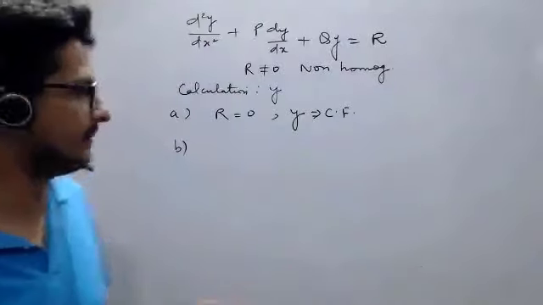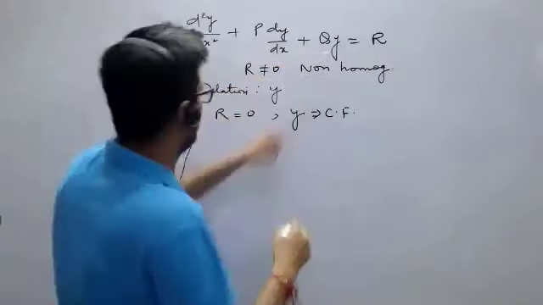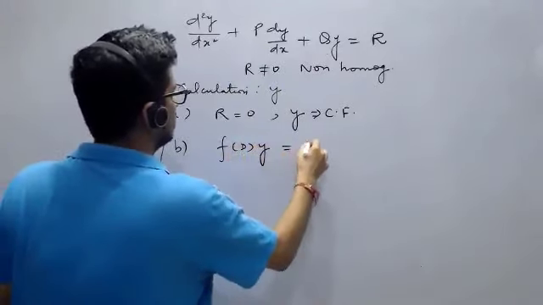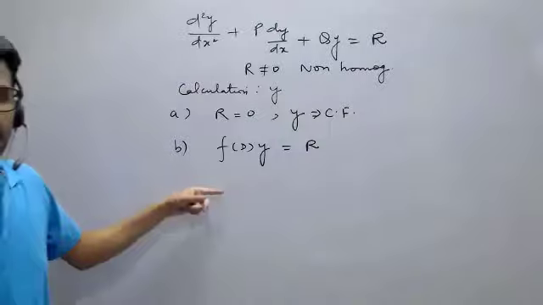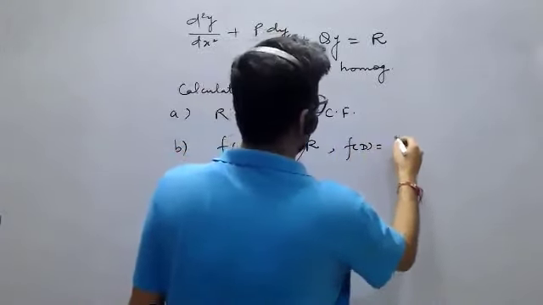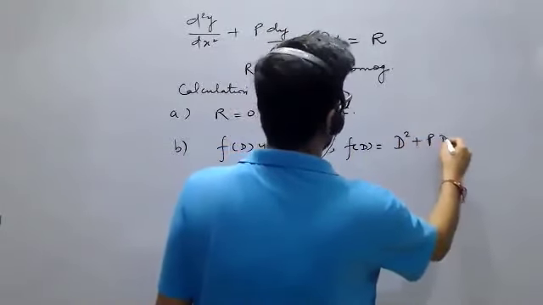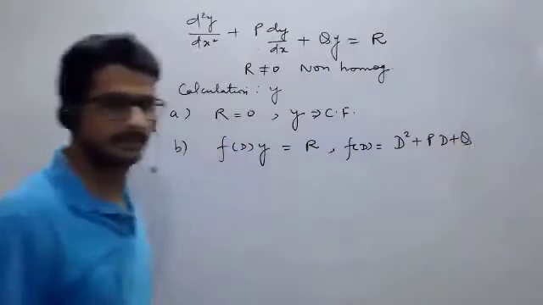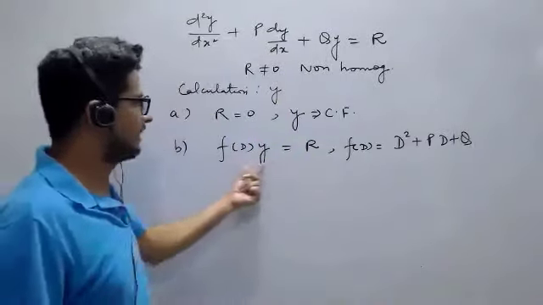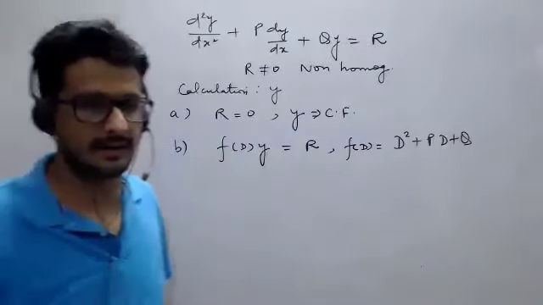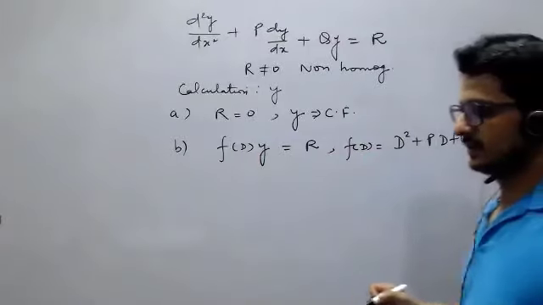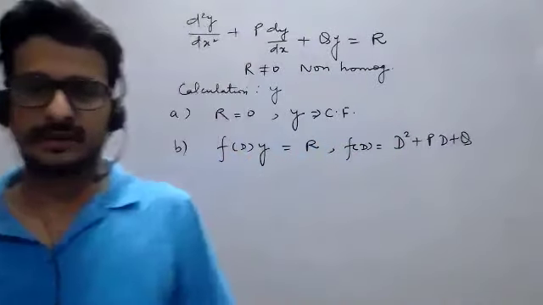And what is the second part? The second part is if I write the function in operator form. You remember, FD is D square plus PD plus Q. So this is FD into Y is equal to R. This is the equation. Now what to do? How to solve this equation?